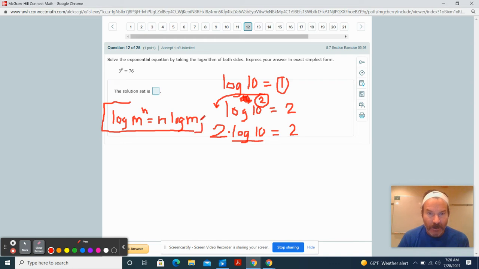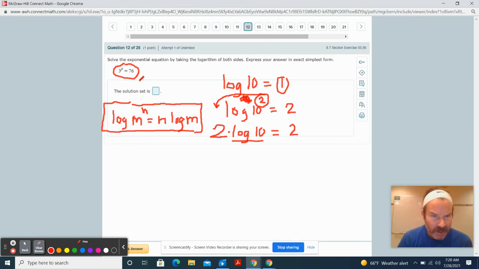Okay, it's called the power property. The reason why it's called the power property is it allows you to solve for a power. A power is another name for an exponent. It allows you to solve for this exponent. So what we can do is use this property to solve this equation.